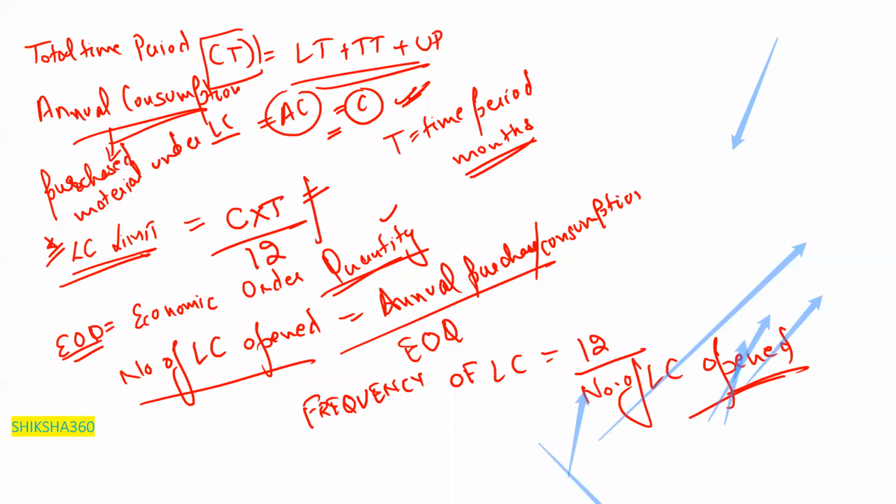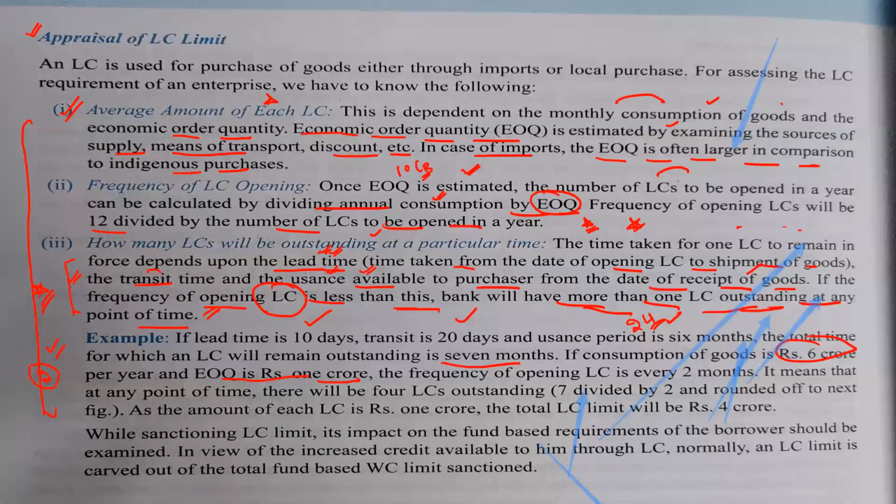LC limit is equal to the annual consumption into time upon 12. EOQ, that is economic order quantity. So the number of LCs opened is annual consumption or purchase upon EOQ, and the frequency of LC is equal to 12 upon number of LC. On the basis of that, we have discussed some other questions.